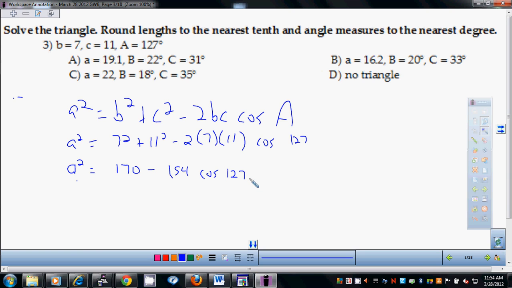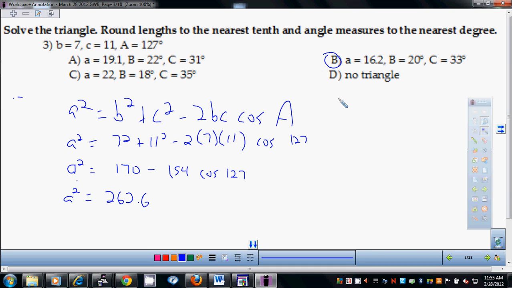Remember, you cannot subtract the numbers. You have to do the multiplication, then subtract. Yes, you could. And then take the square root of it. Before that, isn't it like 262 or something like that? 262.6. Take the square root, and you get 16.2. And option B is the only one with 16.2.